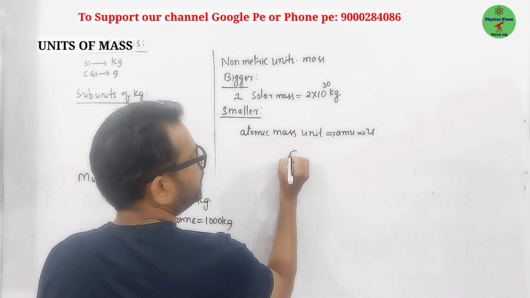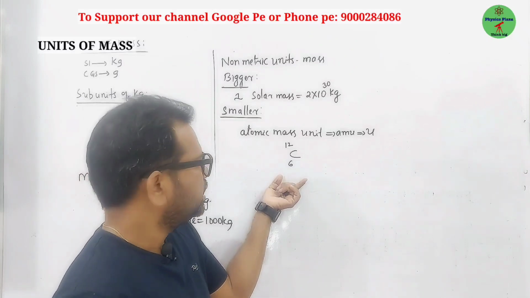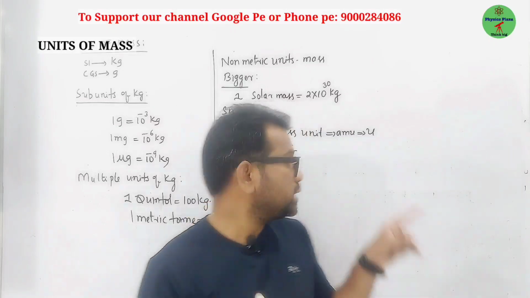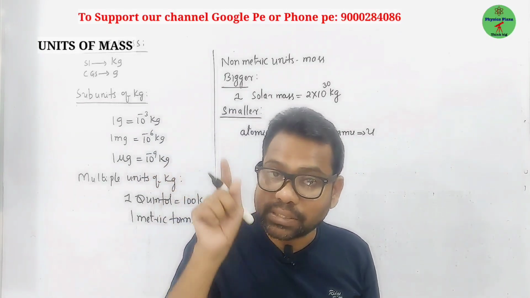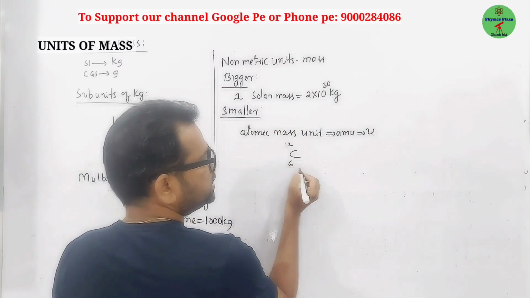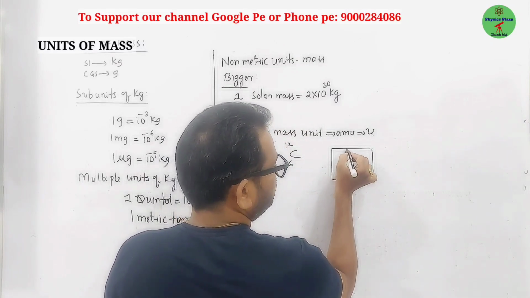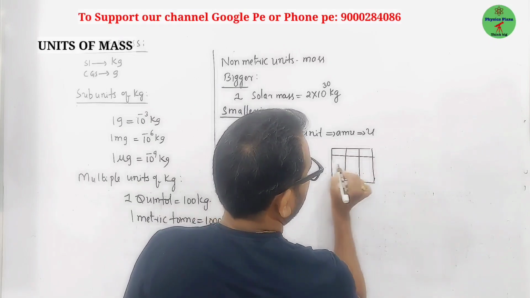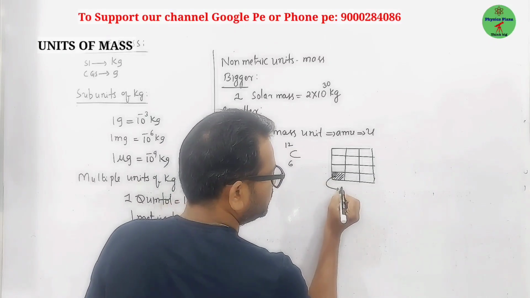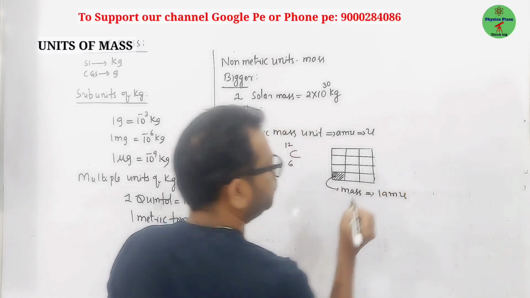Let us take carbon C-12. In the class, students ask, sir, why are you taking C-12? We have carbon isotopes also, like C-14, but that is radioactive in nature. Now we are taking a neutral carbon atom, C-12. This carbon C-12 has some mass. Now this is divided into 12 equal parts. Each equal part has some mass, and the mass of each part is equal to 1 AMU.